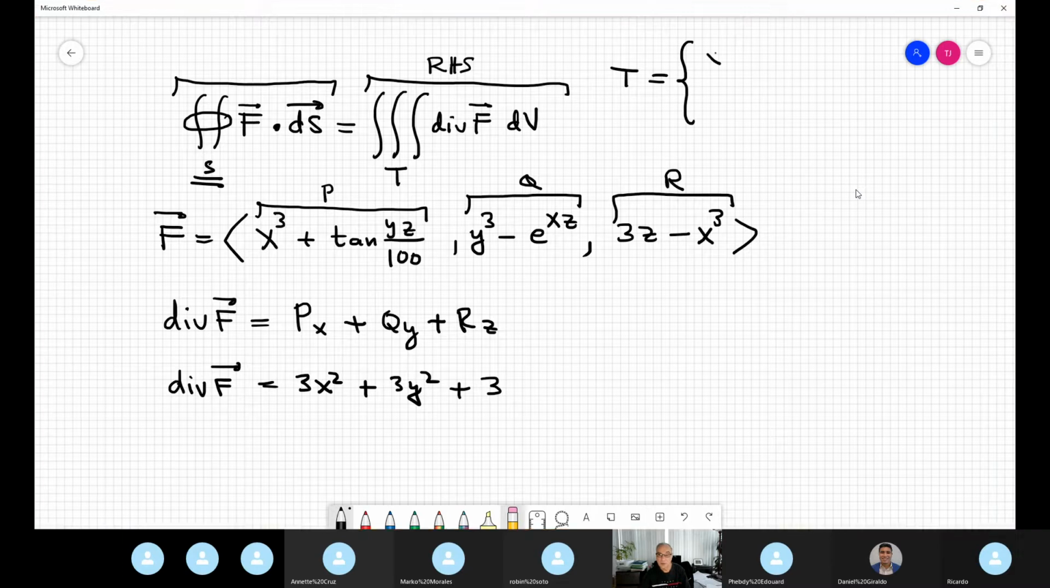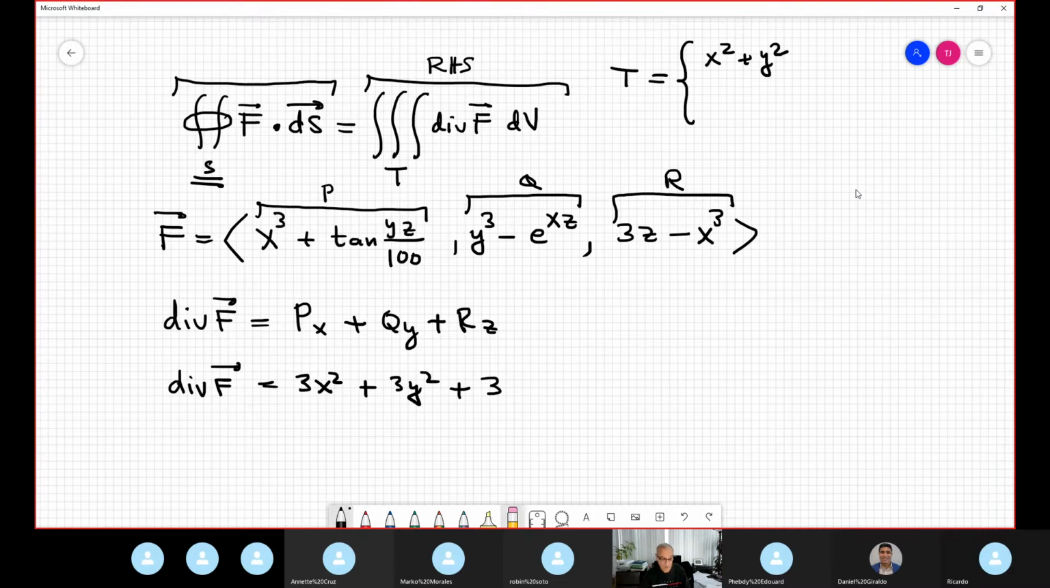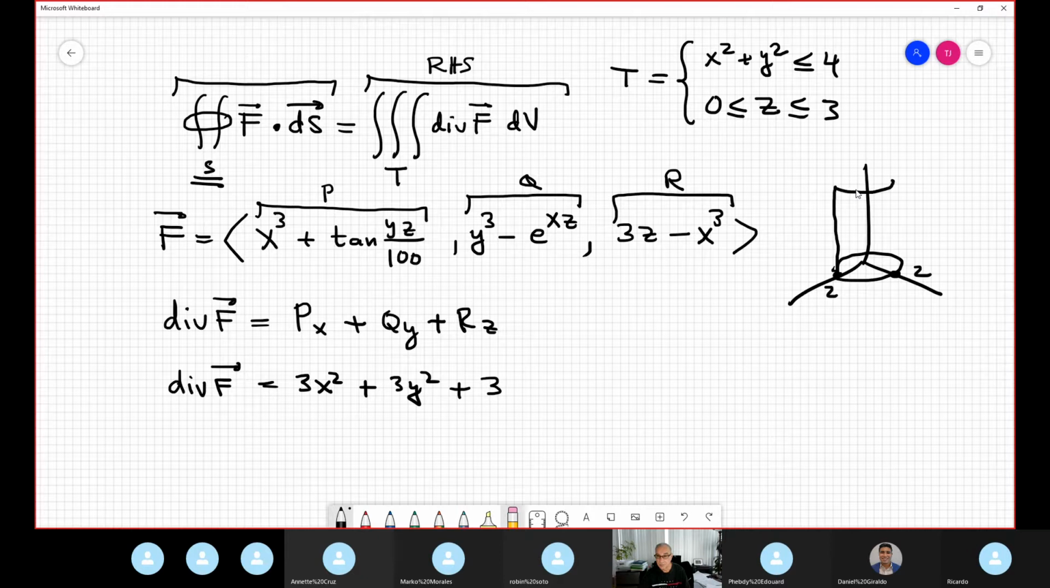The cylinder x squared plus y squared less than or equal to 4. This is inside the cylinder, the radius 2. And z is in between 0 and 3. Let me try to do a sketch of the solid and surface. A cylinder, radius 2, so this is 2, 2, but the height is 3. The height is 3, this is z equal 3. This is z equal 0.